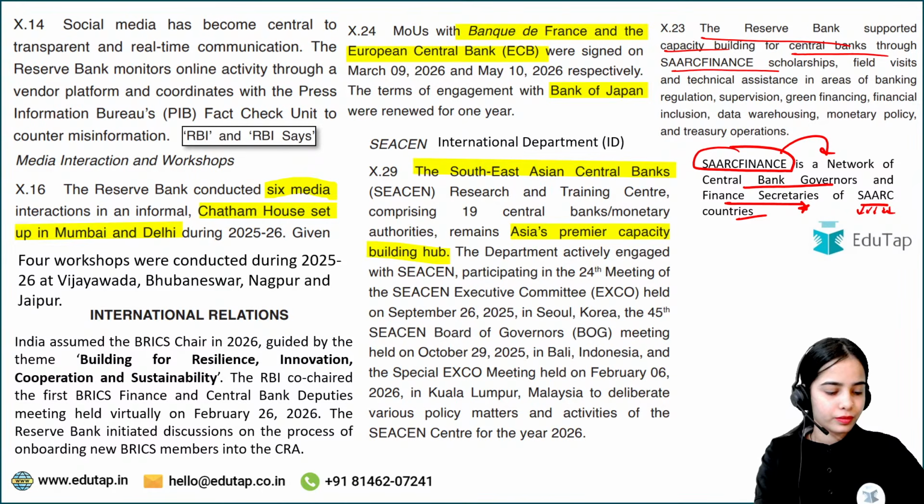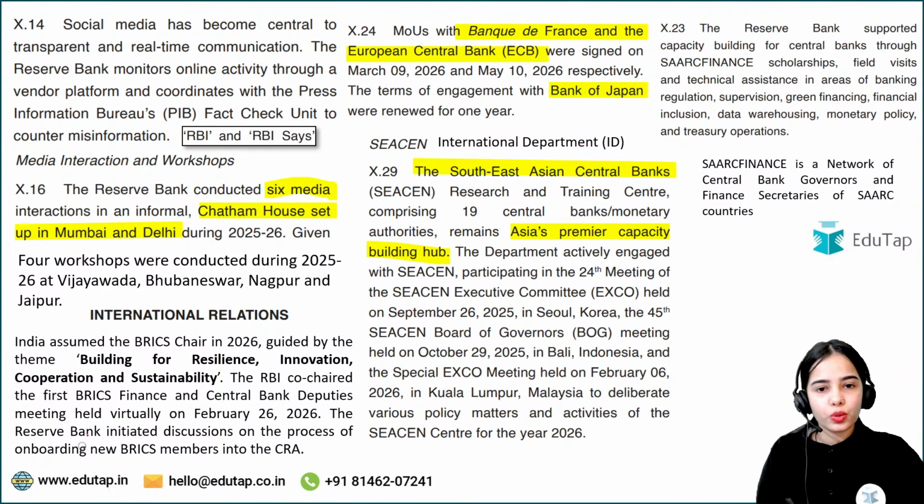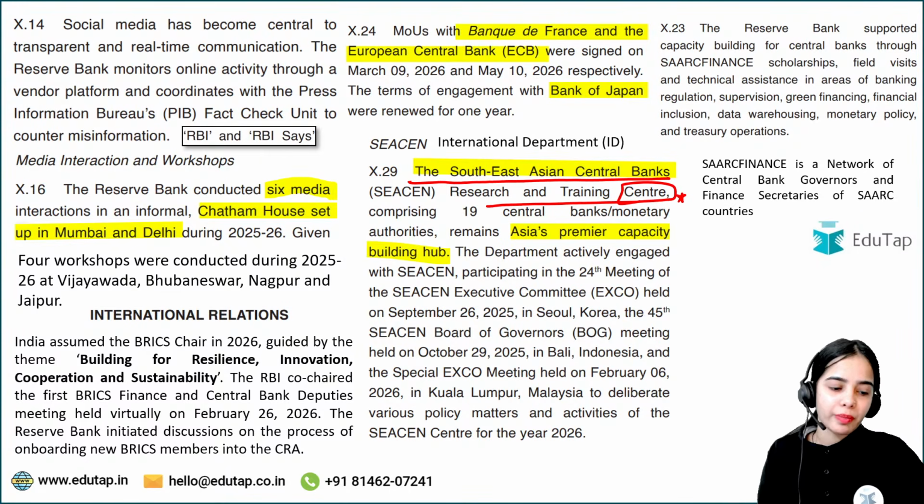Any confusion, anyone? See, CSEN is basically the Southeast Asian Central Banks center. This is a center for research and training for the central banks. So this is the Southeast Asian Central Banks Research and Training Center, basically. CSEN is the research and training center for the central banks in the Asia Pacific region.